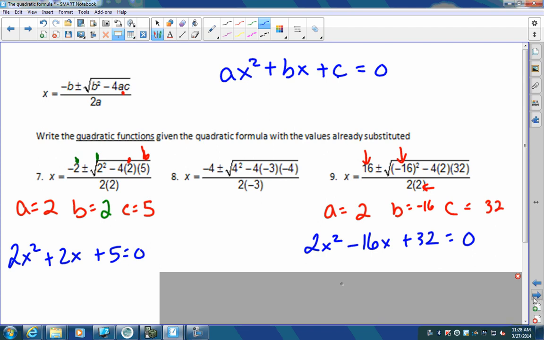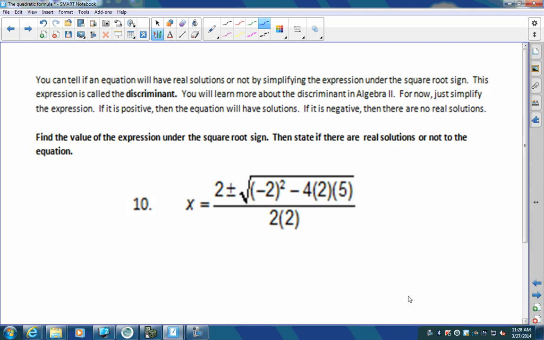Now, on the next part, it says you can tell if an equation has real solutions or not by simplifying the expression under the square root sign. This expression is called the discriminant. You will learn more about the discriminant in Algebra 2. For now, just simplify the expression. If it is positive, then the equation will have solutions. If it is negative, there are no real solutions. So it says, find the expression underneath the square root sign and state if there are real solutions or not.